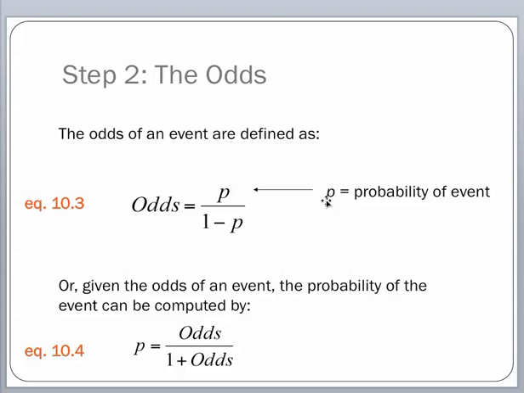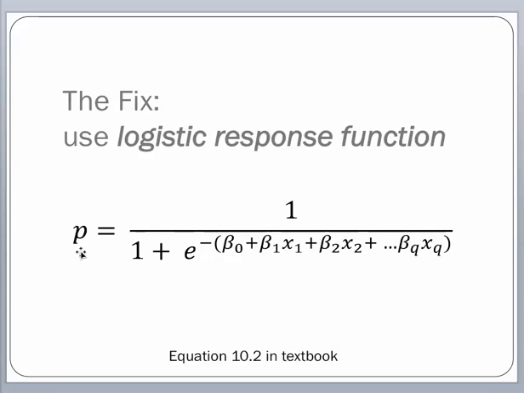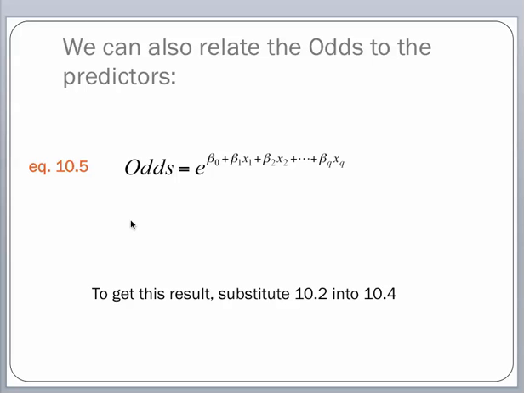You can take any probability value and convert it to odds easily with this formula. You can also convert odds to probability. What's nice about odds is that you can represent it more simply. If you simply start with this equation for probability and plug it into this ratio right here, cancel out a bunch of terms, and rewrite the equation, you actually end up with an equation that looks like this.